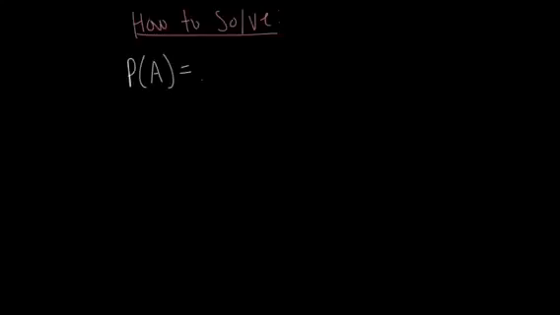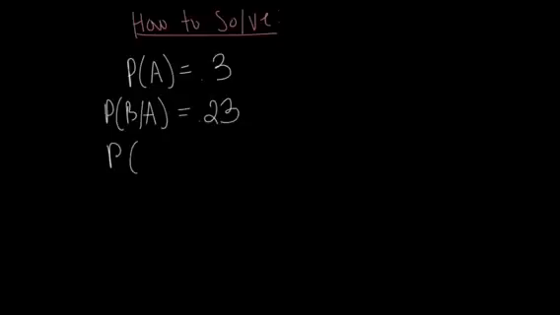So probability of A is equal to 0.3. The probability of B given A is equal to 0.23. And the probability of the union of A and B is equal to 0.8. And we want to make sure we know what we're looking for. So the probability of B is what we're trying to solve for.